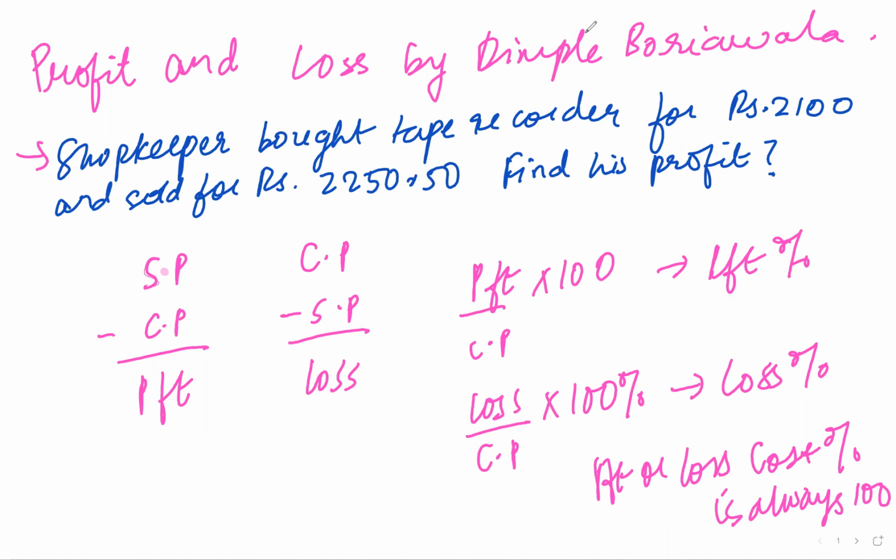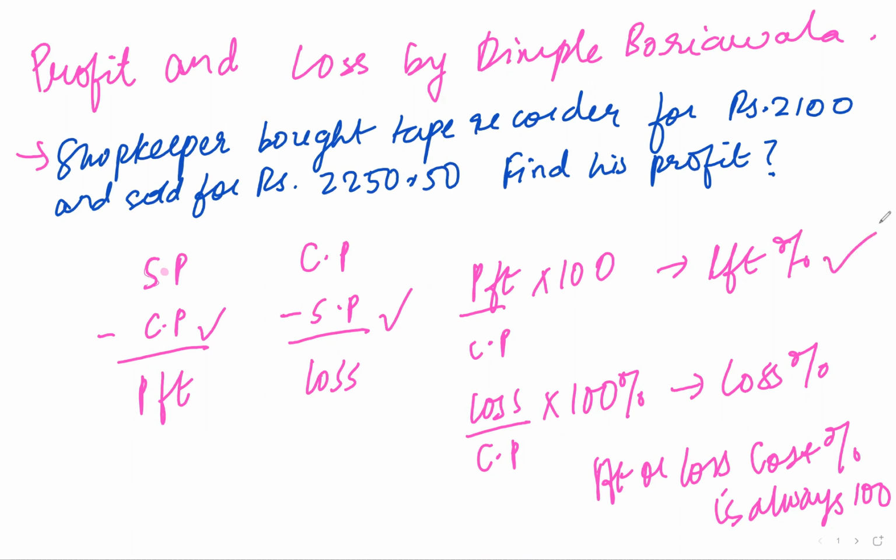Let's talk about profit and loss today. Profit and loss revolves around these formulas. Selling price minus cost price is profit. When selling price is more, it's profit. Cost price minus selling price is loss. When selling price is less, it's a loss.